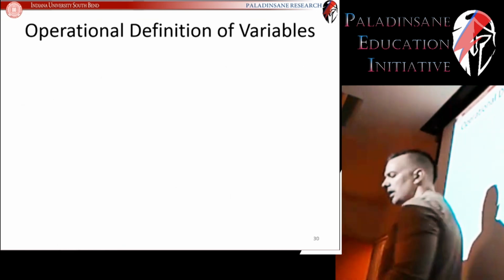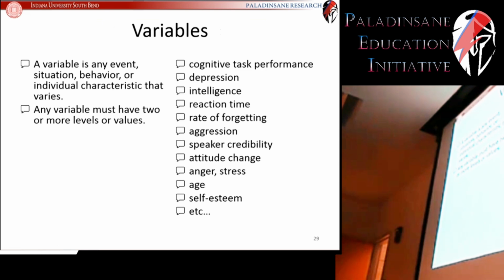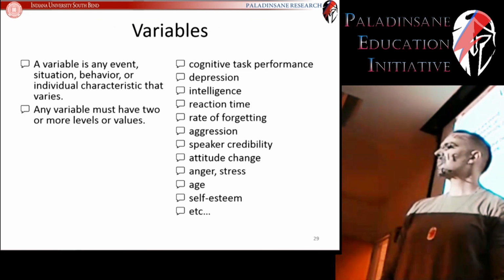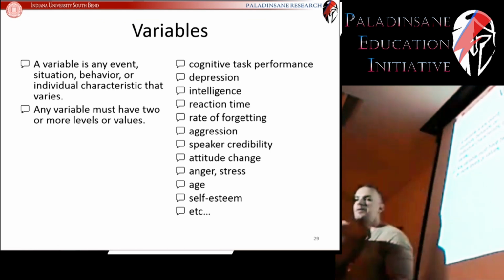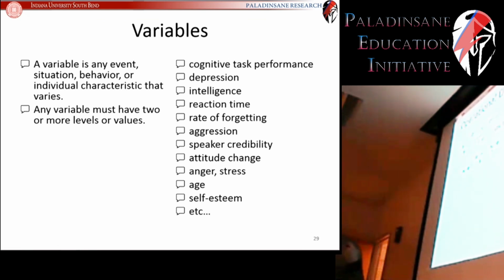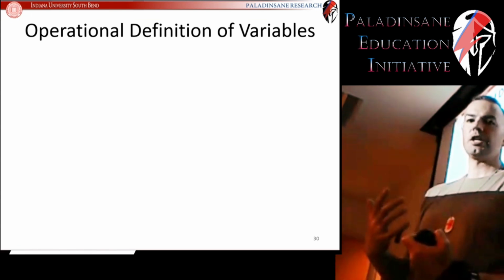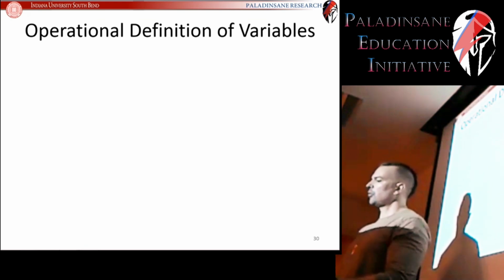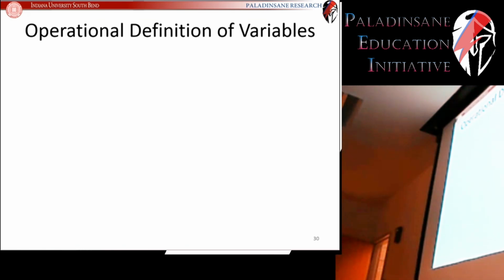Once you have a variable, let's stick with depression here. Let's say that you've determined, yes, people differ on depression, and you want to do research on depression. One of the first things you need to do is come up with an operational definition of depression. This is so you can actually do the work. That's one of the big reasons for the operational definition.